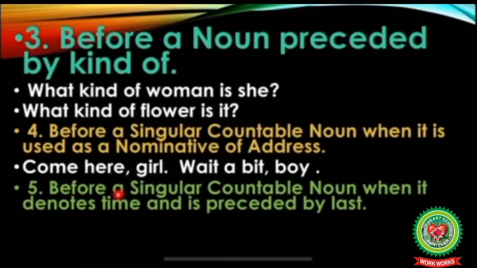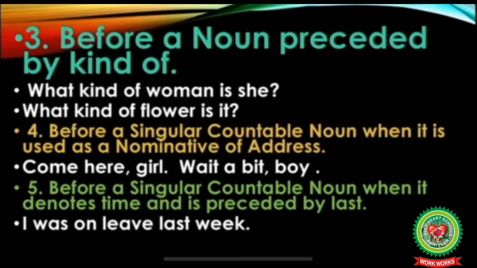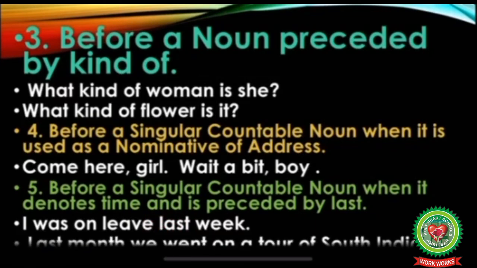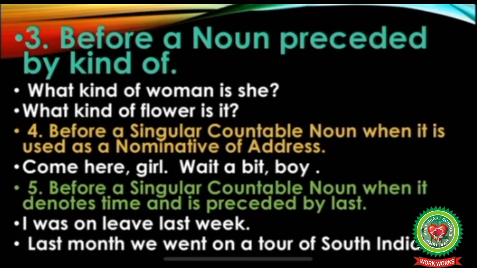Next is before a singular countable noun when it denotes time and is preceded by "last." Now children, when a countable noun denotes time and before it the word "last" is mentioned, we will not be using any article. See here, I was on leave last week. Week is a countable noun, but before it the word last is mentioned, so we will not be using any article. Last month we went on a tour of South India. Month is a countable noun, but before it the word last is mentioned, so we will not be using any article.